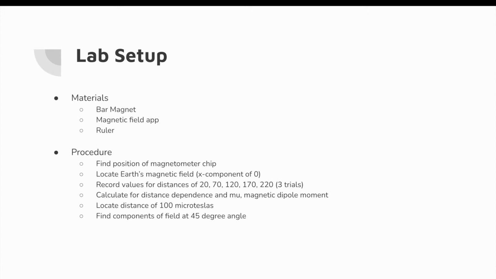Additionally, we're going to record values for multiple distances from 20 to 220 millimeters, and we're going to conduct 3 different trials and find the average and graph them. By doing so, we can calculate distance dependence and the magnetic dipole moment. On top of that, we're going to locate a distance of 100 microteslas. And with that, we're going to once again find components of a magnetic field at that 45-degree angle.